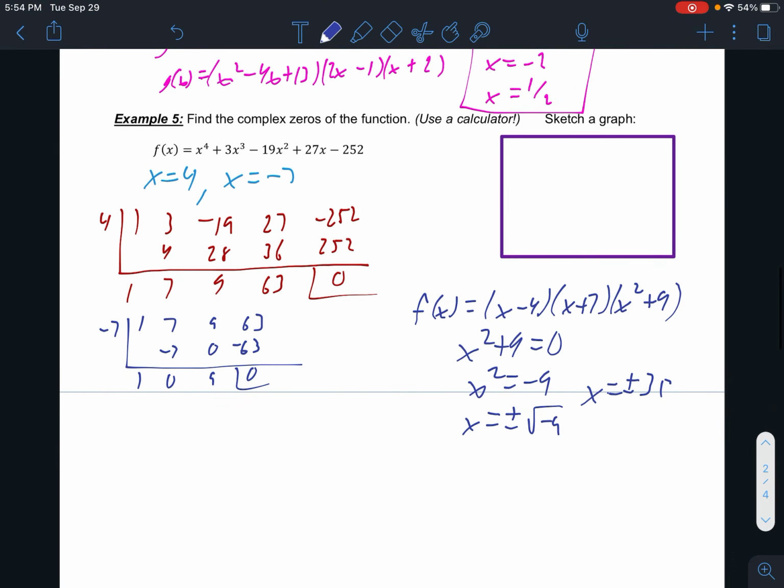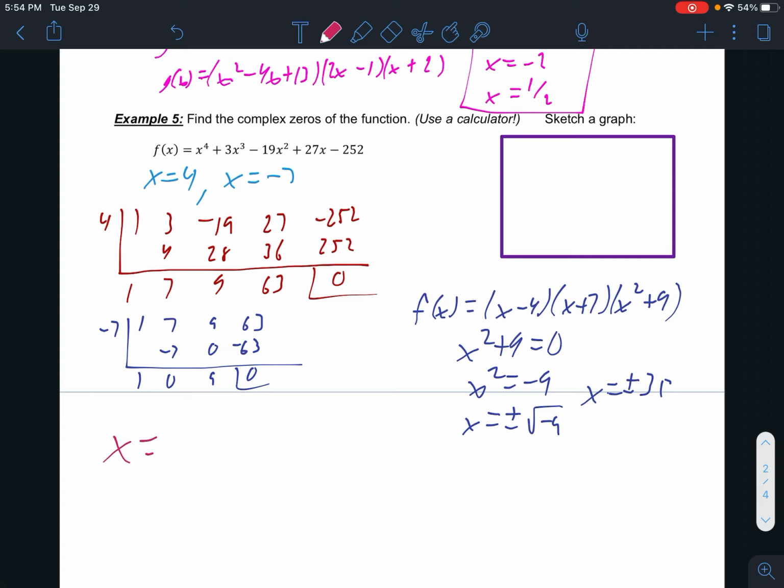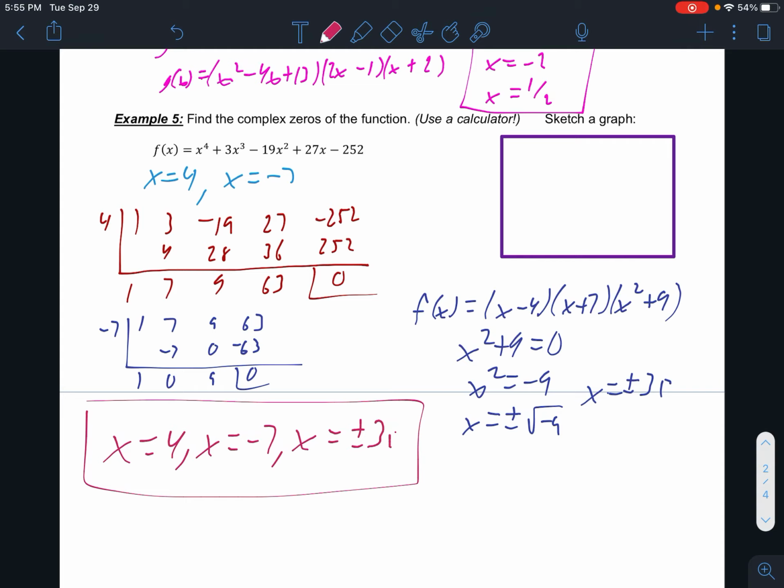So to finally answer the question here, find the complex zeros. There are 4 of them. x equals 4. x equals negative 7. x equals plus or minus 3i. And that is a wrap on section 2.4.